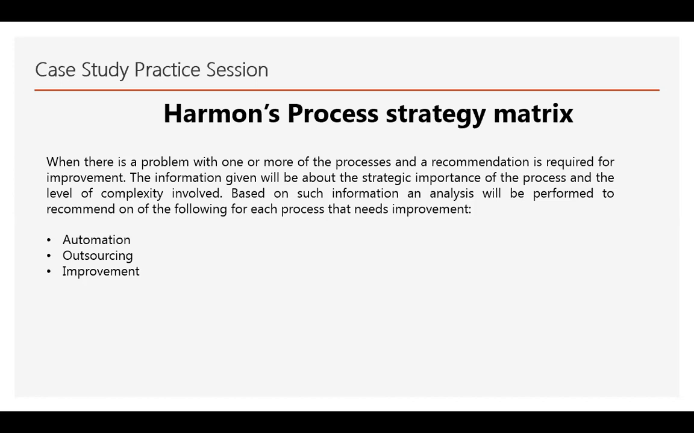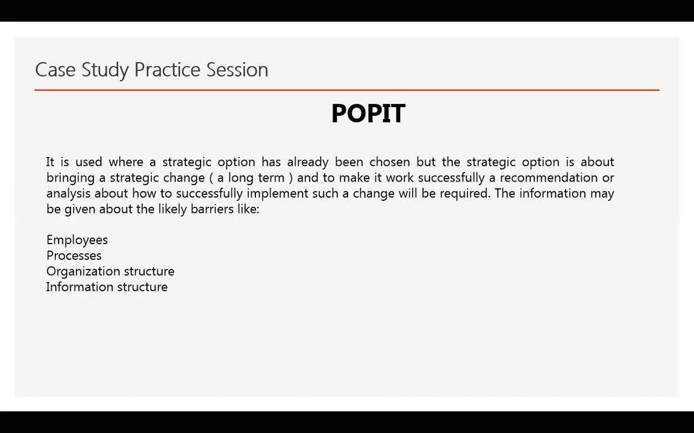for us. Or if a process is complicated, complex, cannot be automated, and it is strategically very important, and therefore cannot be outsourced, then we will recommend to improve the process. There's no other way out. This is Hartman's process strategy matrix.